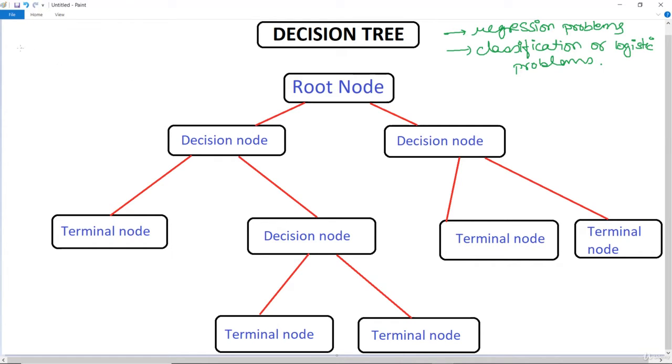So the first thing that I want to discuss is entropy. Now this entropy is a measure of the randomness or unpredictability of the data set. Entropy basically measures the error of the model.